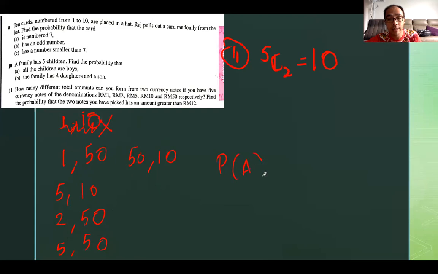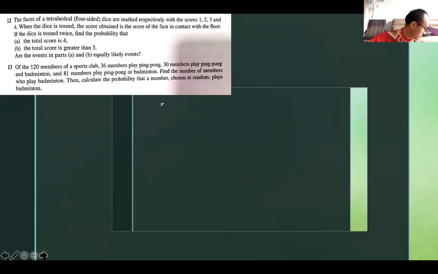The probability of this happening is, how many are there? 5. 5 ways over how many altogether? 10 ways. So it is 1 over 2. Okay, so this is another example of using combination and probability combined together. But this is only the probability of one event. Remember, we haven't talked about probability of 2 events. We'll come to that in a while.